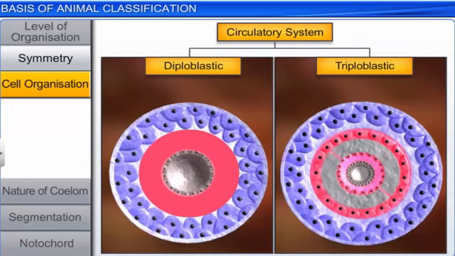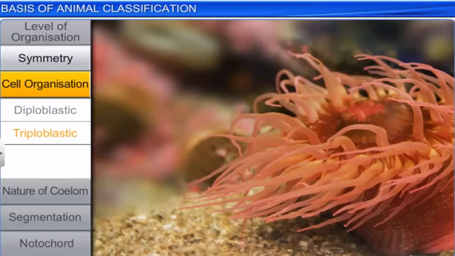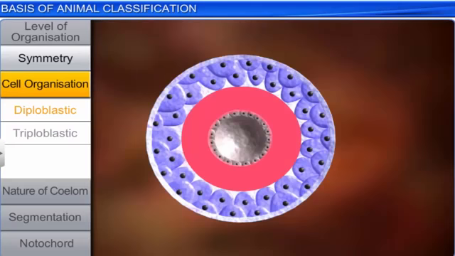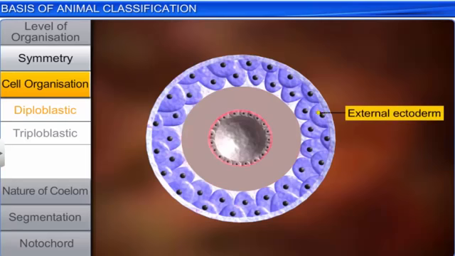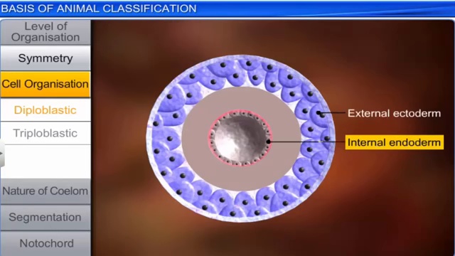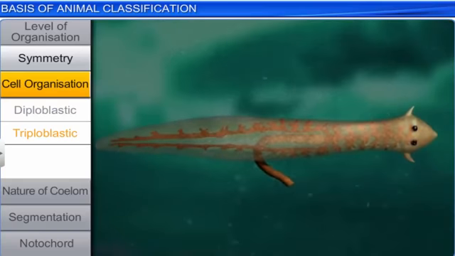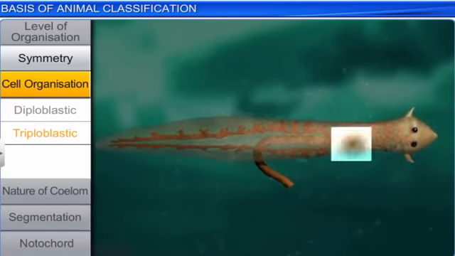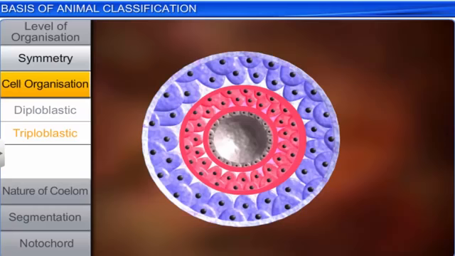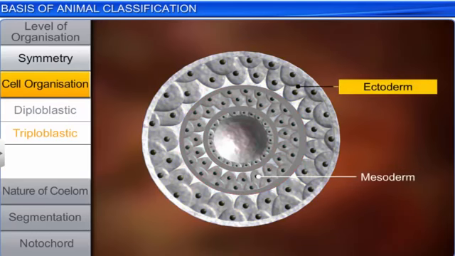Cell organization is the next feature used for classification. There are 2 types of cell organization: diploblastic and triploblastic. Coelenterates have diploblastic organization, where the germinal layers of the cell consist of an external ectoderm and an internal endoderm. Members from phylum Platyhelminthes to chordates have triploblastic organization, where a third germinal layer, the mesoderm, is found between the ectoderm and the endoderm.